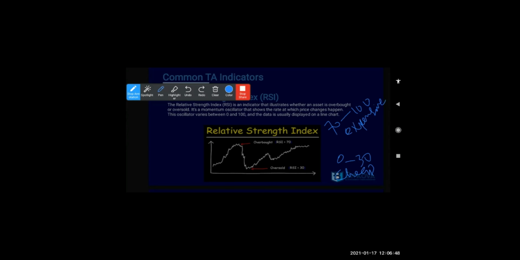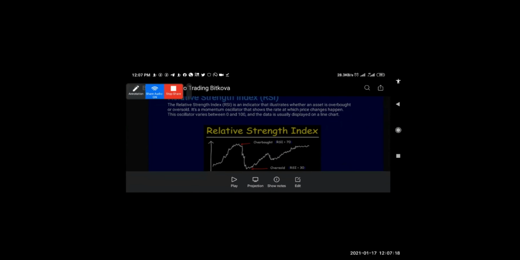But we don't just buy or sell just because it is below 30 or above 70. It will just give us an idea or an insight about the market being saturated or not saturated. That is about the market being cheap or not cheap, that is expensive. And then we integrate or add other tools, and then we do our analysis, and then we buy or we sell. Okay? So this is how the RSI works.